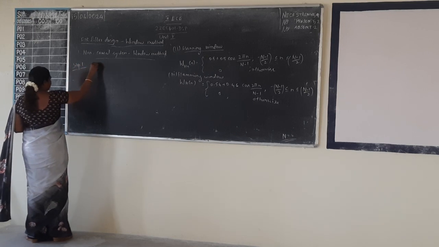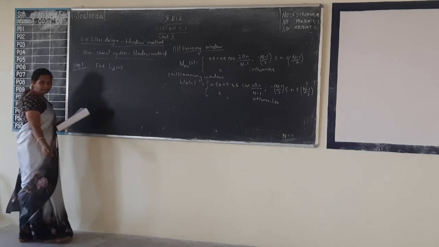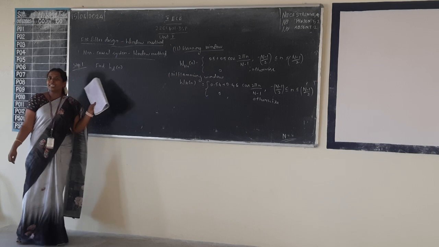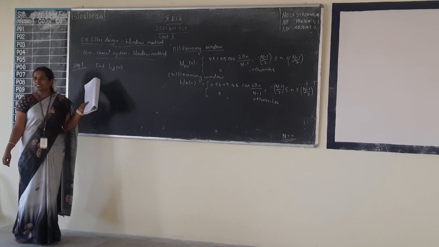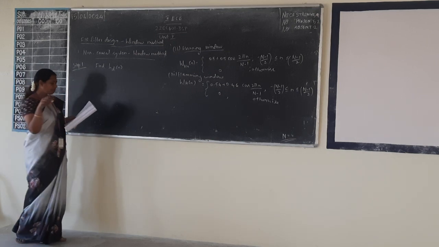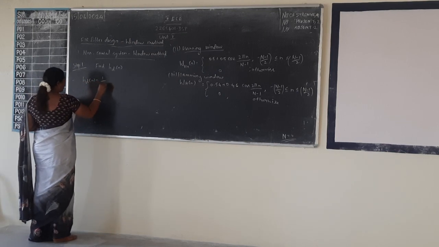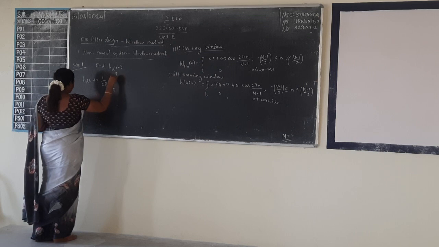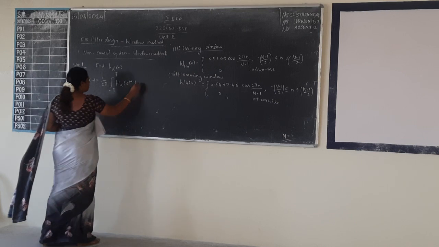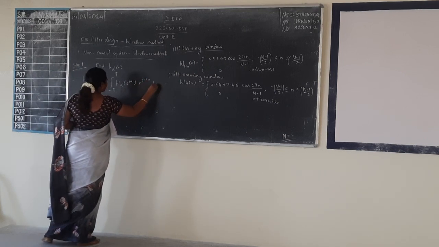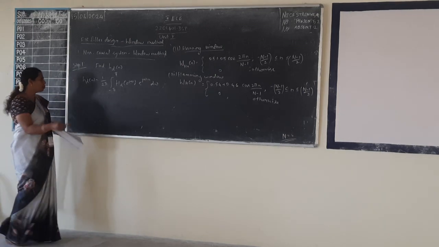Step 1. Find h suffix d of n. The given is the desired transfer function, and we have to find out the desired impulse response. h suffix d means desired. So h d of n is equal to 1 by 2 pi integral minus pi to plus pi h d of e power j omega into e power j omega n d omega. Finish.